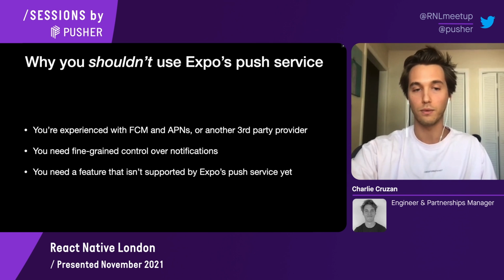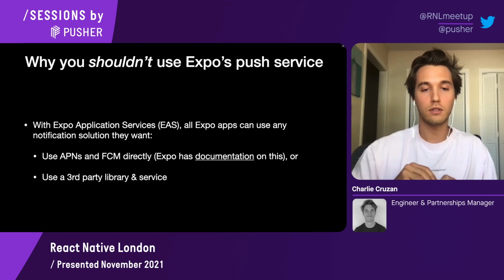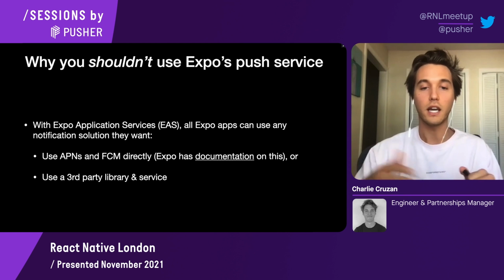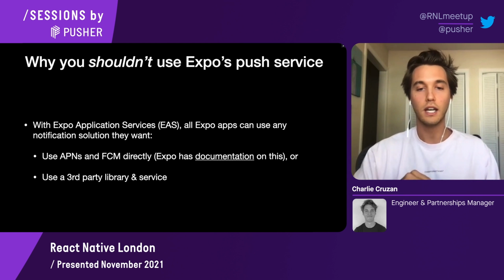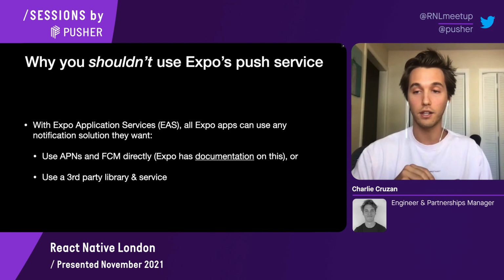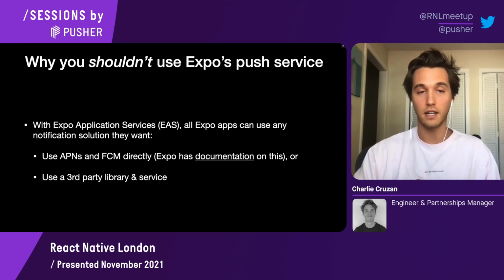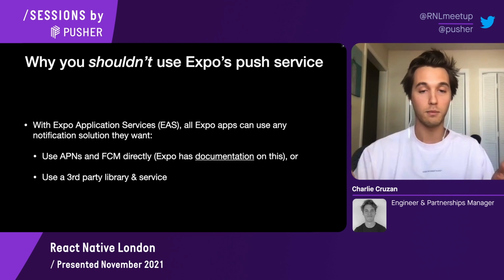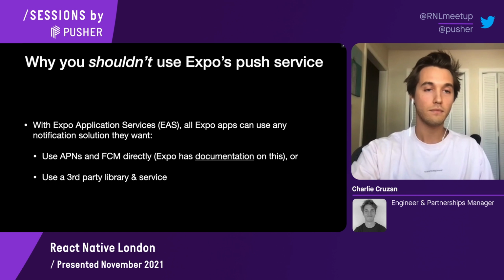The good news is that when you build your app with our new build service called EAS Build, or Expo Application Services, you aren't locked into any of Expo's libraries or our push service or anything like that. You're free to use whatever it is that you want. So if that's APNS and FCM, you can do that. We have documentation on it. Or if it's another third-party service like OneSignal, you can do exactly that as well.